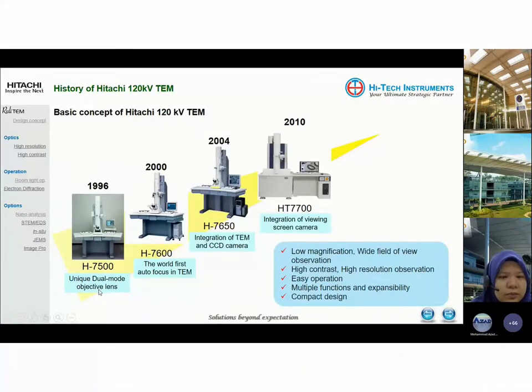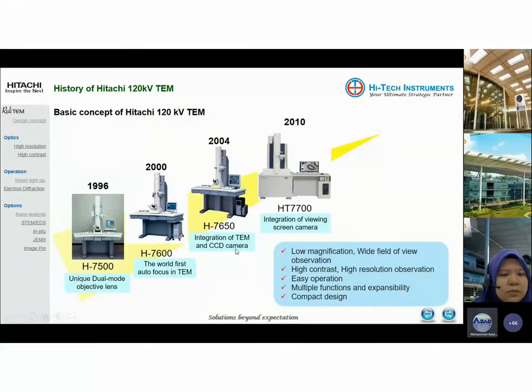It's quite an interesting technology behind the design. And later on, 4 years later, Hitachi introduced another model, H7600, and this is the world's first autofocus in TEM. This one is a revolution in the TEM or even EM, and you will see that slowly all the electron microscopes start to introduce a lot of auto functions so as to improve the operation or improve the fast imaging and analysis.